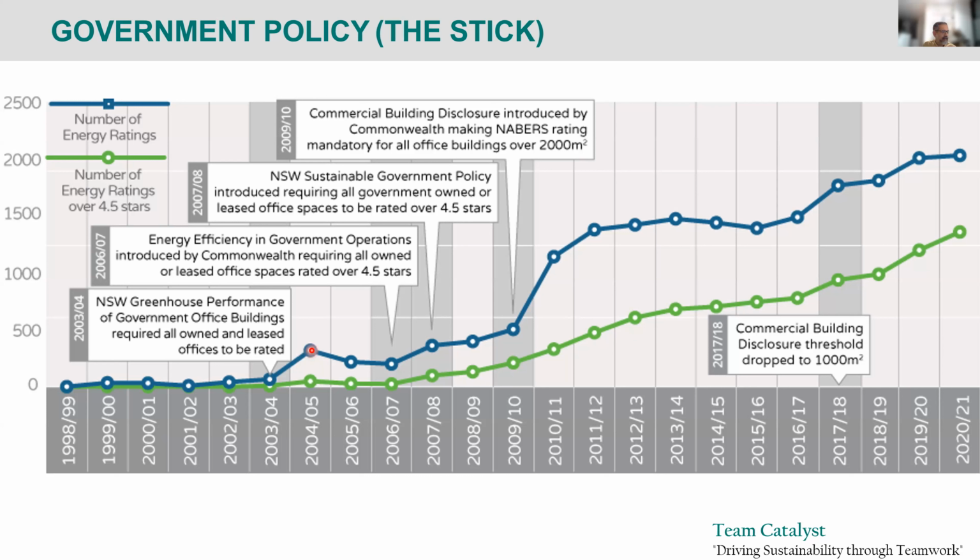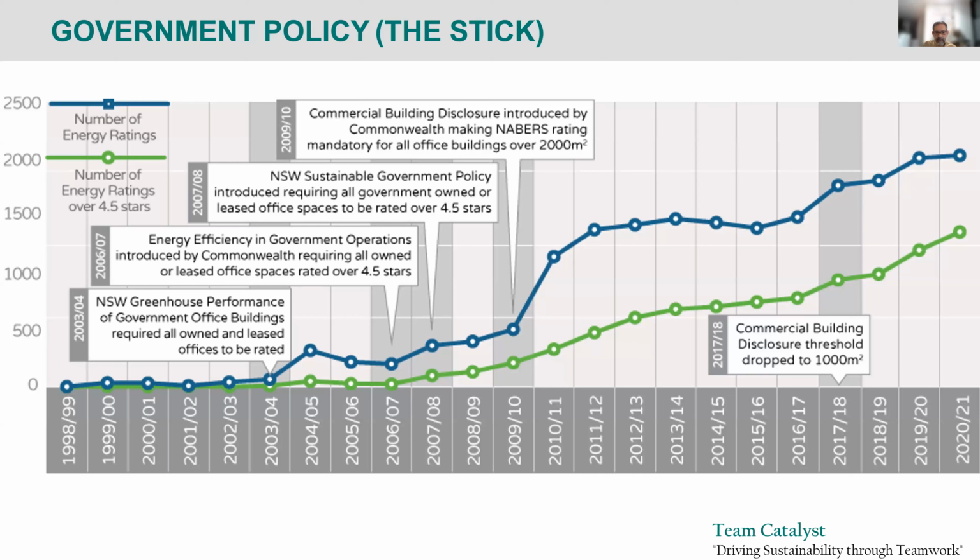And then again in 2010, the federal government, or the Commonwealth government, got involved and said, if you want to buy or sell buildings or if you want to lease office spaces, then you must have a NABERS rating. And because of that, you suddenly had this huge spike of ratings, which has continued across the years.